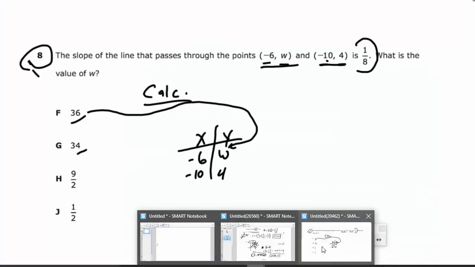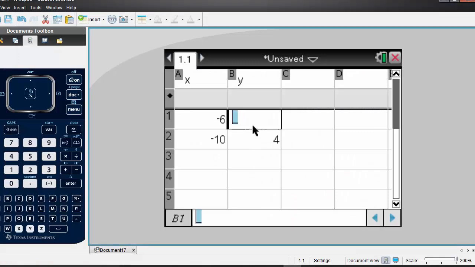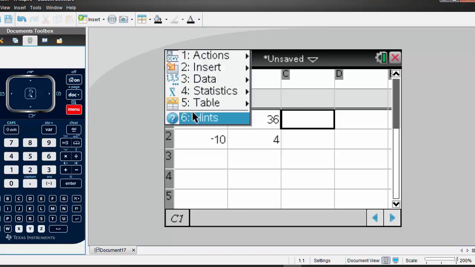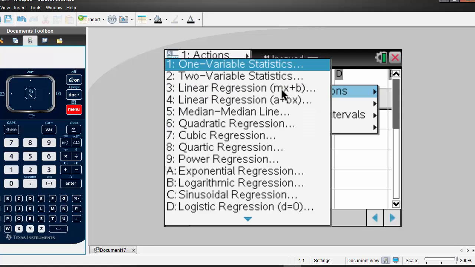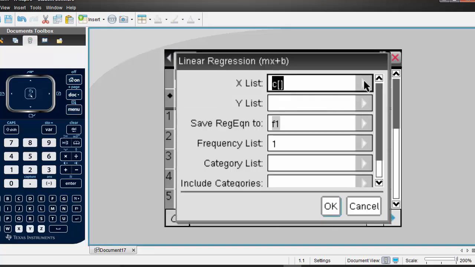So I'm going to go check my first answer here. It says F is 36. So I'm going to substitute 36 into this table. I'm going to put this in here. This is going to be my W value for the time being. And then I'm going to create the equation of this line using the calculator. And then I'm going to check the slope of this equation it creates, and hopefully it's going to be 1/8, which is what I want it to be. So I'm going to go to Menu, Statistics, Stat Calculations, and you're looking for linear regression, mx plus b right here.